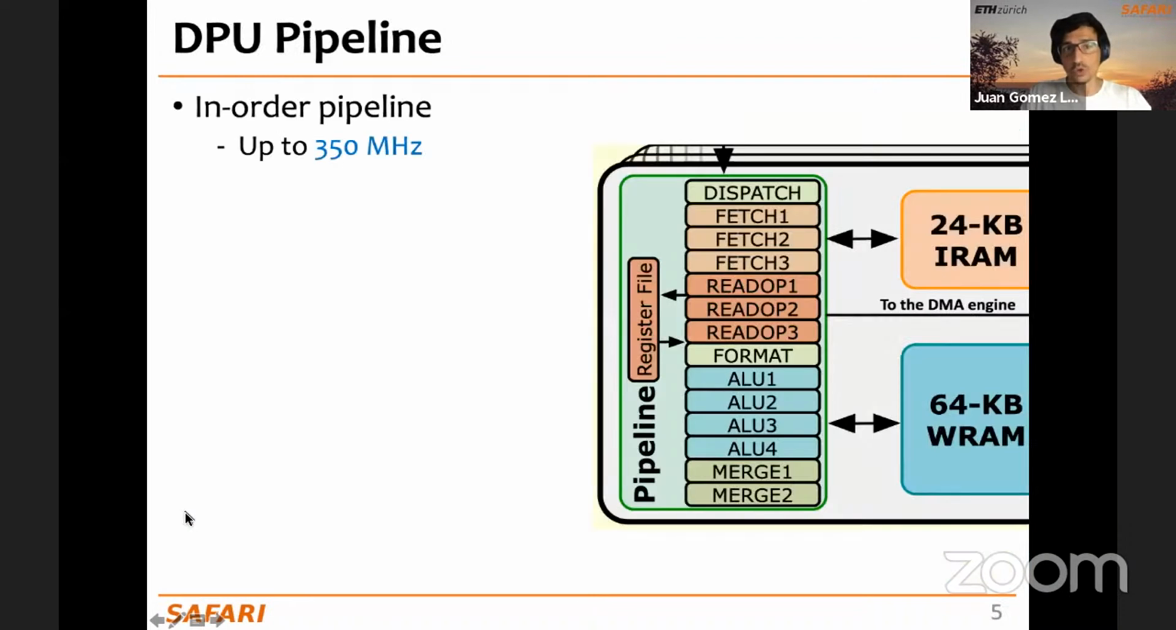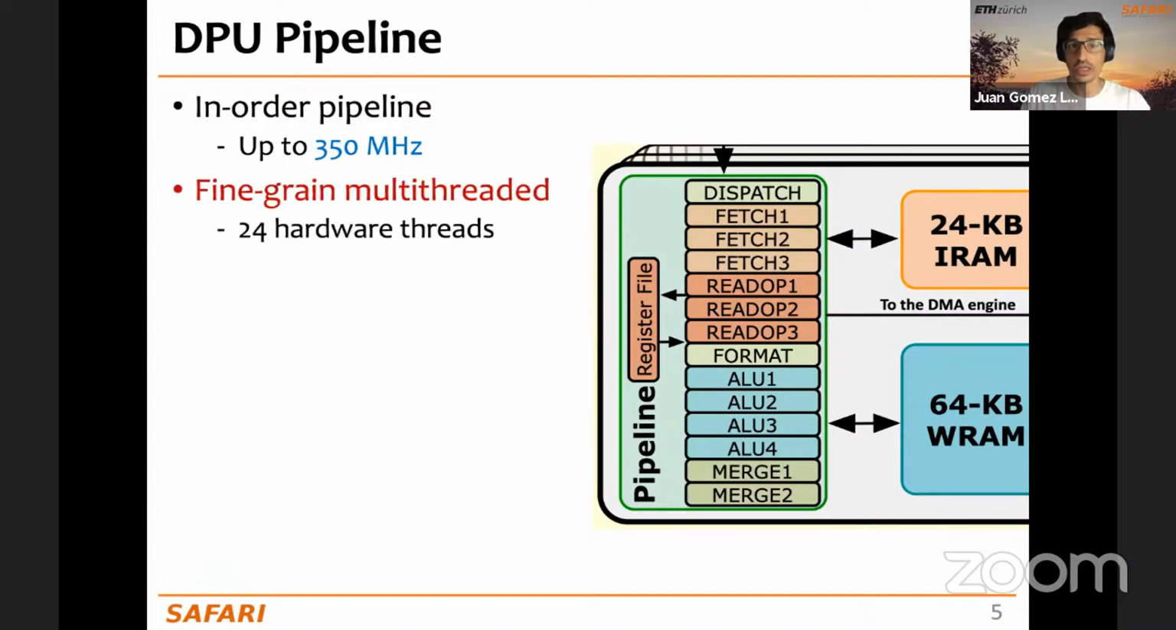We can take a closer look at the DPU pipeline. Recall that this is an in-order pipeline. In the current architecture, it runs at a frequency of up to 350 megahertz. It's a fine-grained multi-threaded pipeline. It has 24 hardware threads. And essentially, we have here a dispatch unit that is fetching one instruction from a different hardware thread in each cycle, and issues it onto the pipeline.